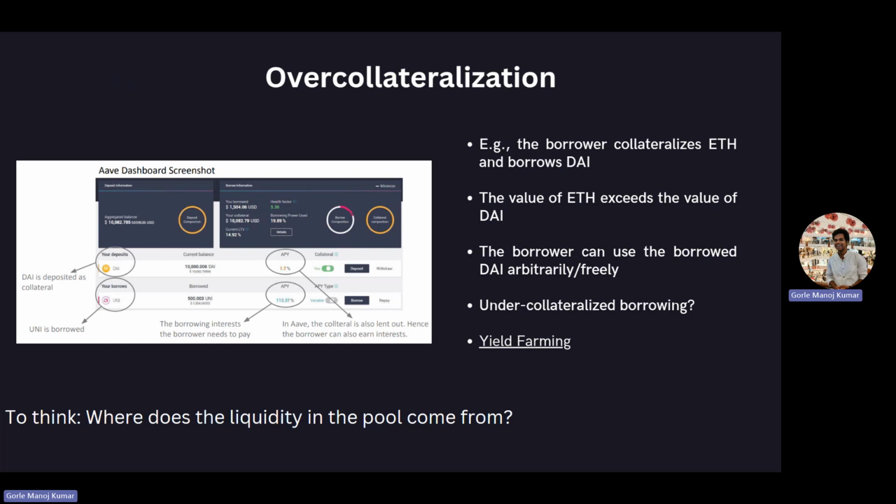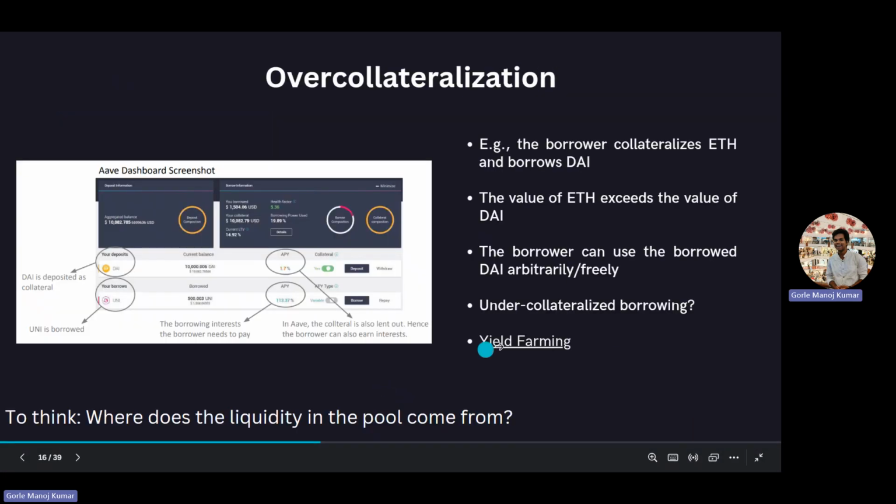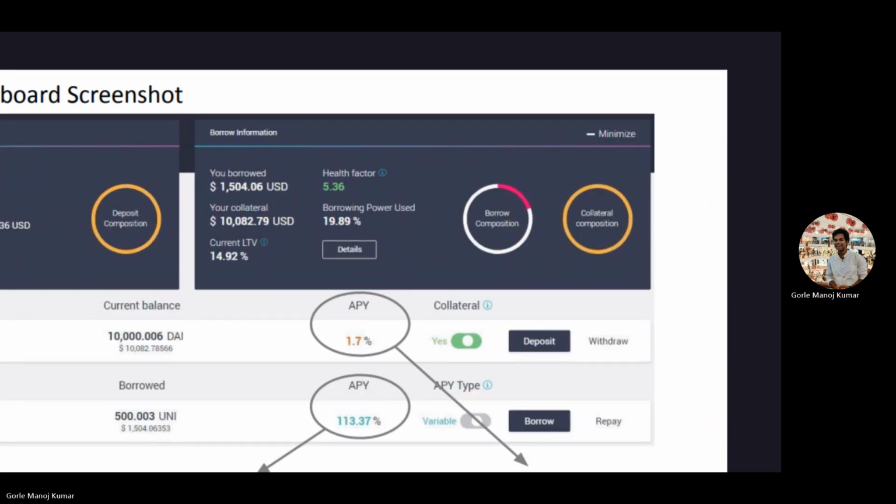And so Aave I mentioned, right? So here, this one. This is Aave, and this is a screenshot from the Aave portal. And here you can see, what is happening is very interesting. So see, your collateral value is $10,000, right? And what you have borrowed is just, is it visible? I hope it is now. So your collateral is $10,000, whereas you have borrowed only 1,500.